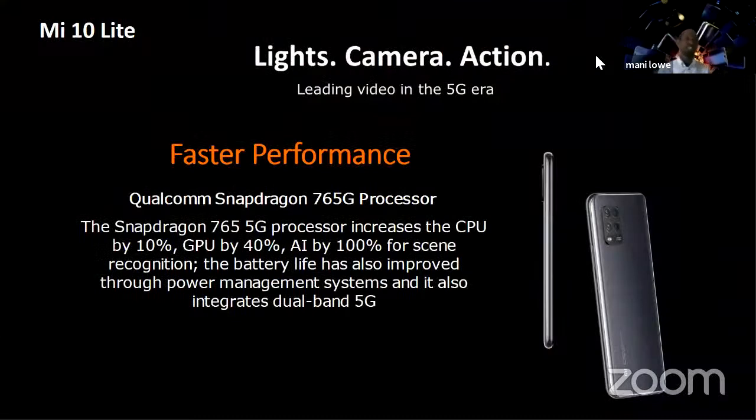Okay, so we've got some great features on there. We need to have great performance, right? And you've definitely got that with the Mi 10 Lite. So the processor itself is a Qualcomm Snapdragon 765G. Okay, and in terms of things it brings to the table, includes many improvements. One, to the central processing units, increased by 10%. For gamers, you'd be happy to know the graphics processing units increased by 40%, and AI also by 100%.